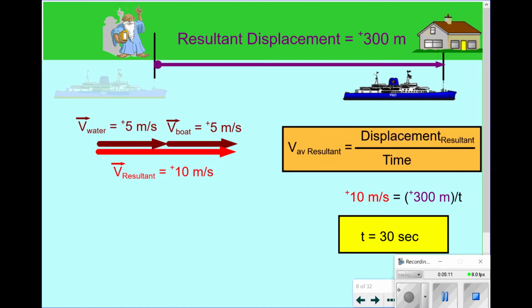This means in the time that it took to get to the house, the boat only traveled 150 meters on its own. But the water carried the boat an additional 150 meters, which is why it traveled 300 meters. So that's what we're really looking at here. We're going to just simply be adding up our vectors, velocity vectors, to find out what the combined effect is. And as always, the resultant velocity will give us a resultant displacement.